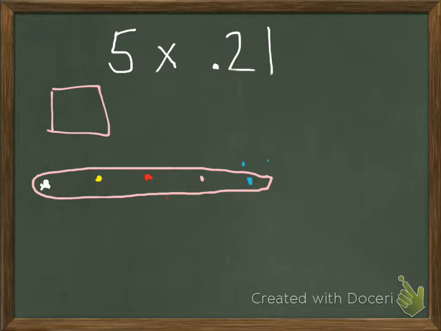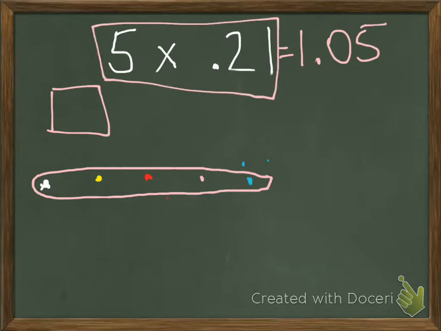Now what I'm left with is one whole, 0 tenths, and 5 hundredths. Therefore, 5 times 21 hundredths, 5 groups of 21 hundredths, equals 1 and 5 hundredths.